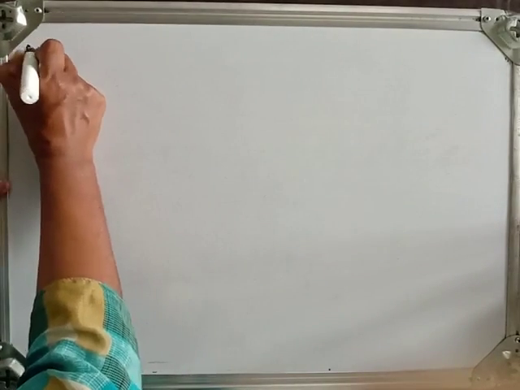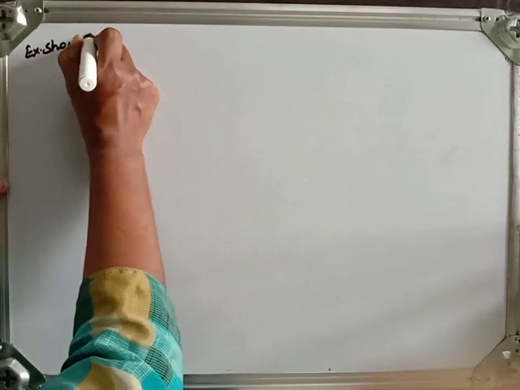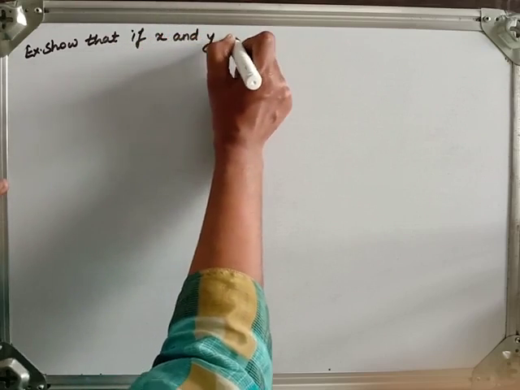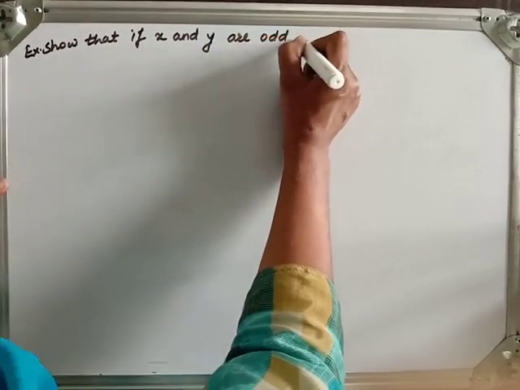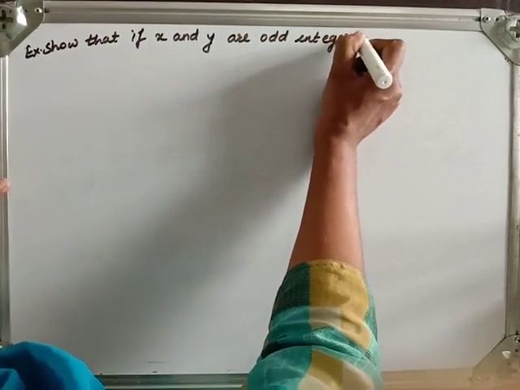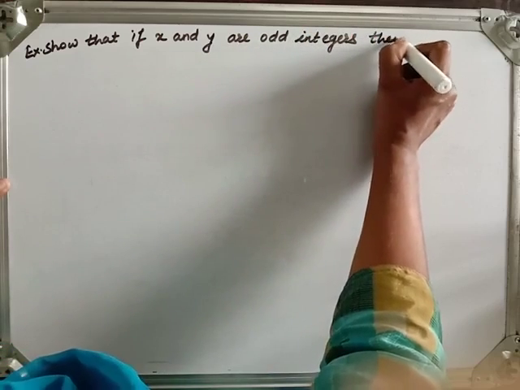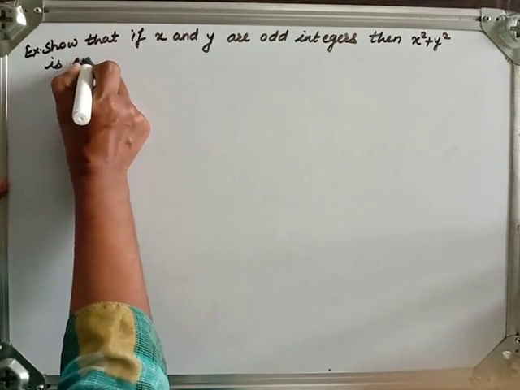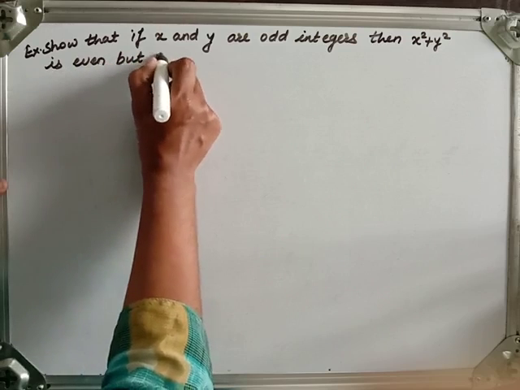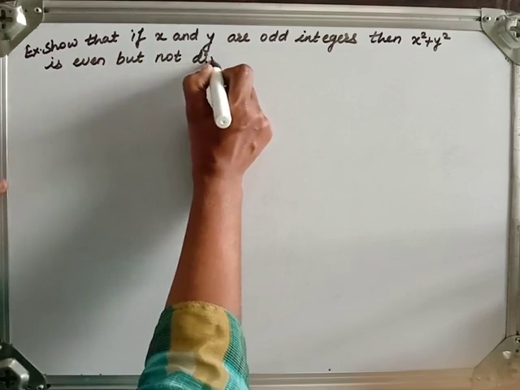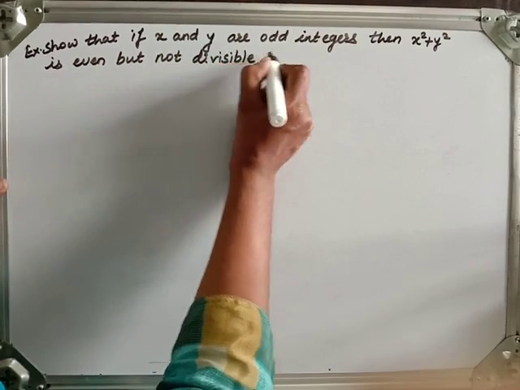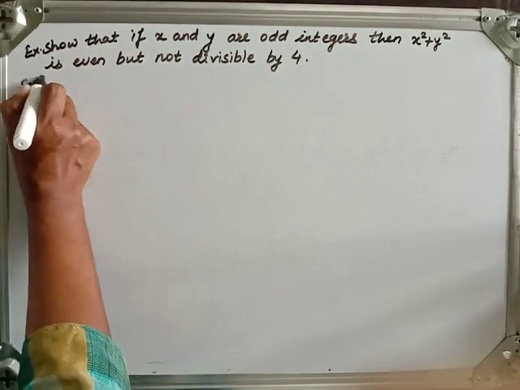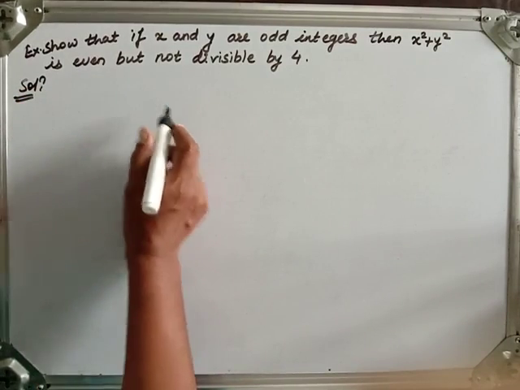Now, the next example is: show that if X and Y are odd integers, then X square plus Y square is even, but not divisible by 4. So let us try to show this.